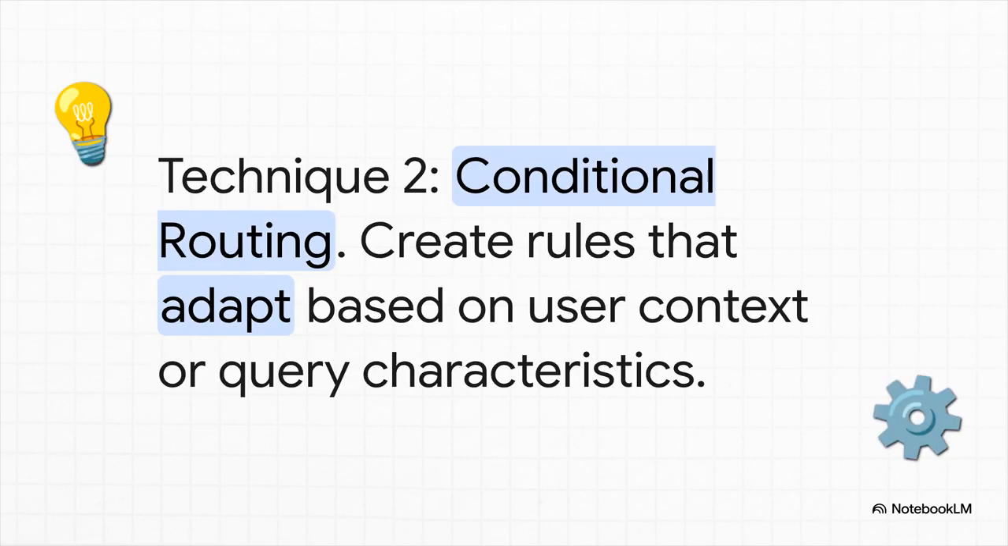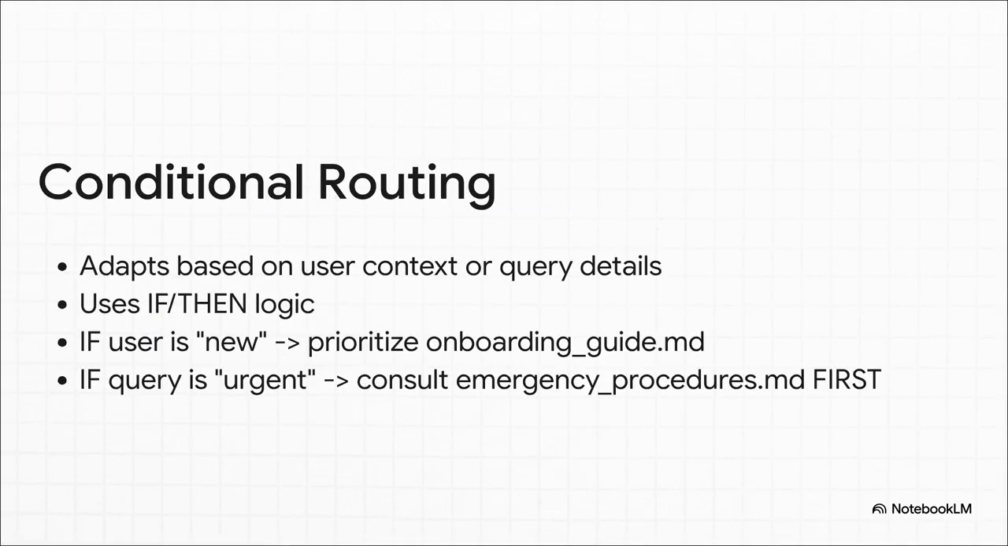Next up is conditional routing. Now this is where your AI starts to feel really smart, because it learns to adapt its route based on who the user is or what their specific question is about. This whole thing just uses simple if-then logic. So, for example, if the user is tagged as a new customer, then you're going to prioritize the onboarding guide. Or even more powerfully, if a query contains the word urgent, then the AI knows to immediately go to the emergency procedures file. It's dynamic, it's adaptive, and it's incredibly effective.